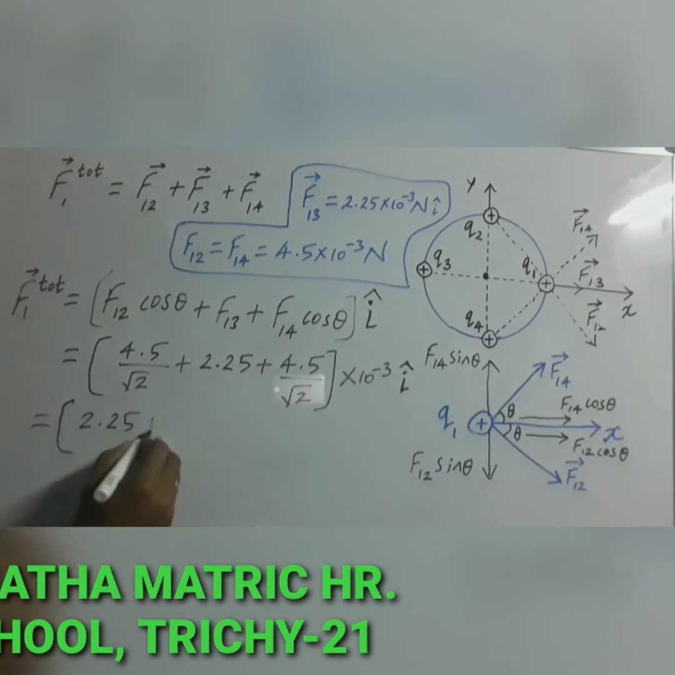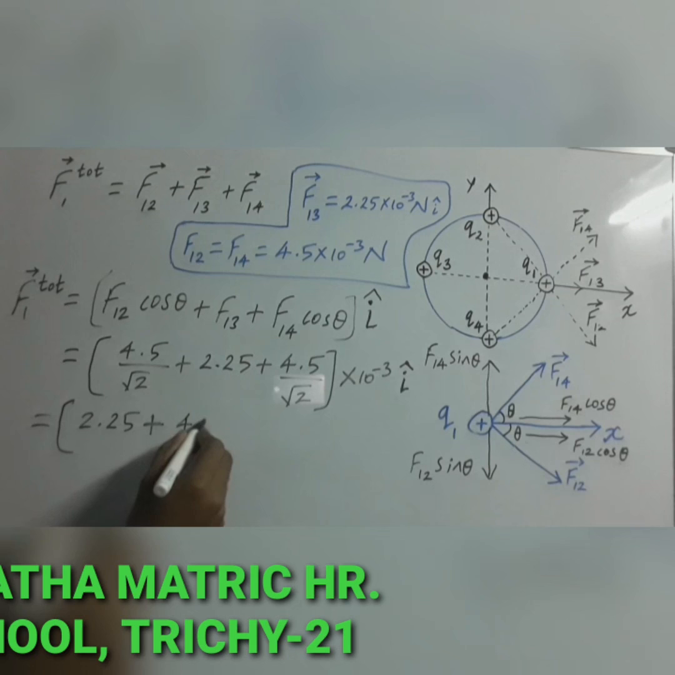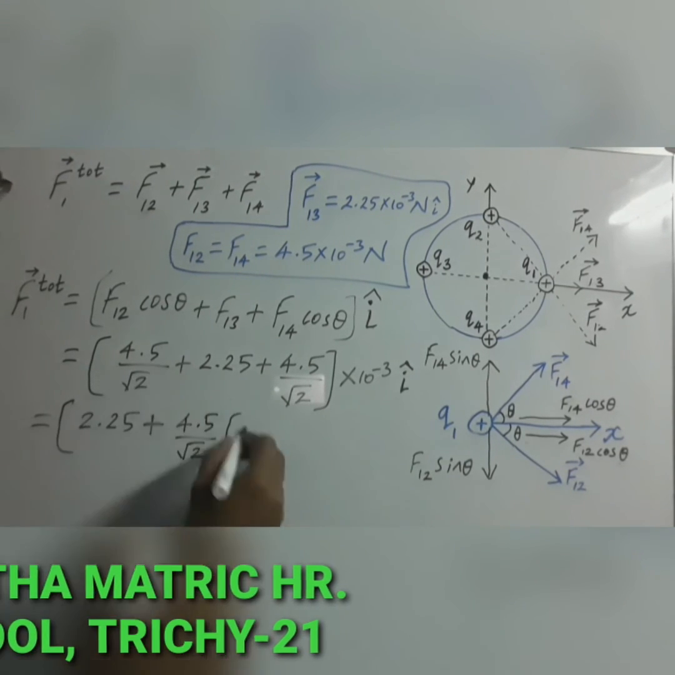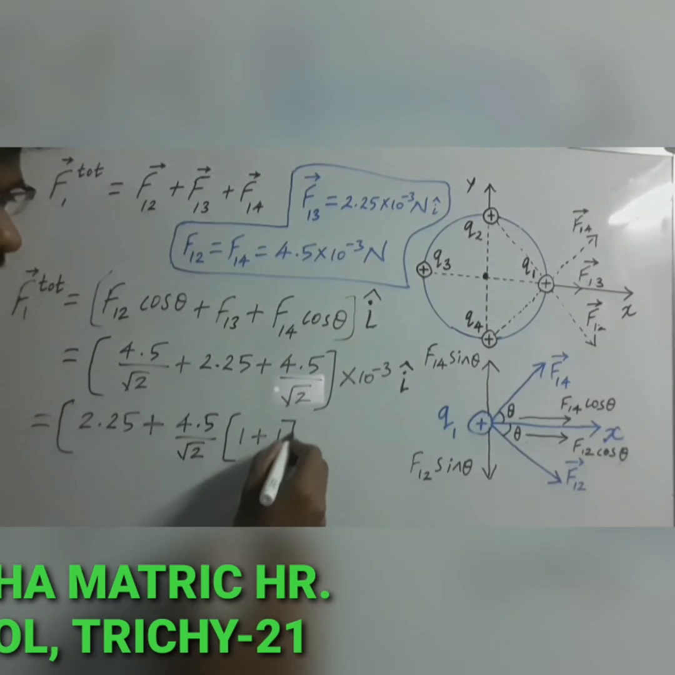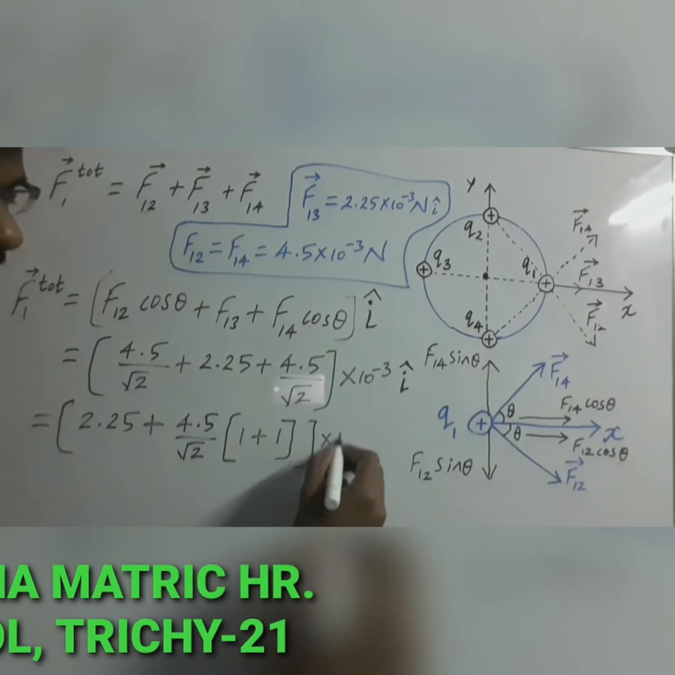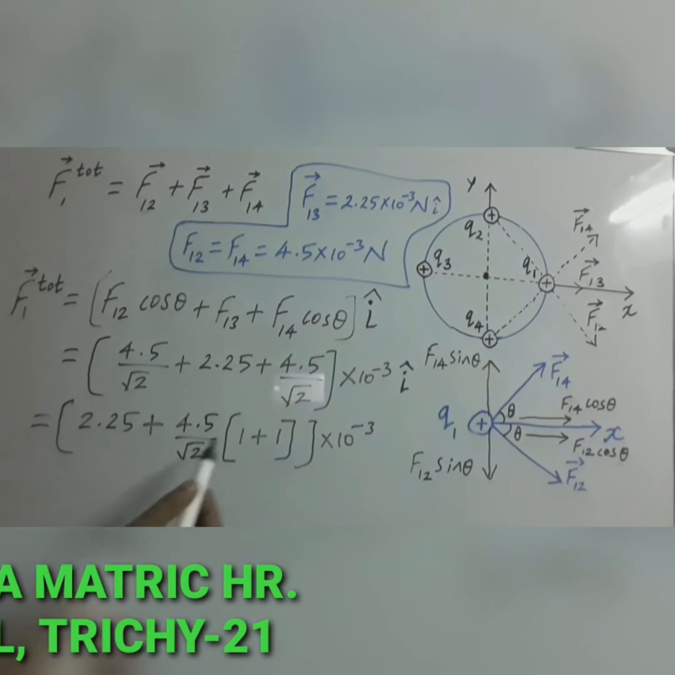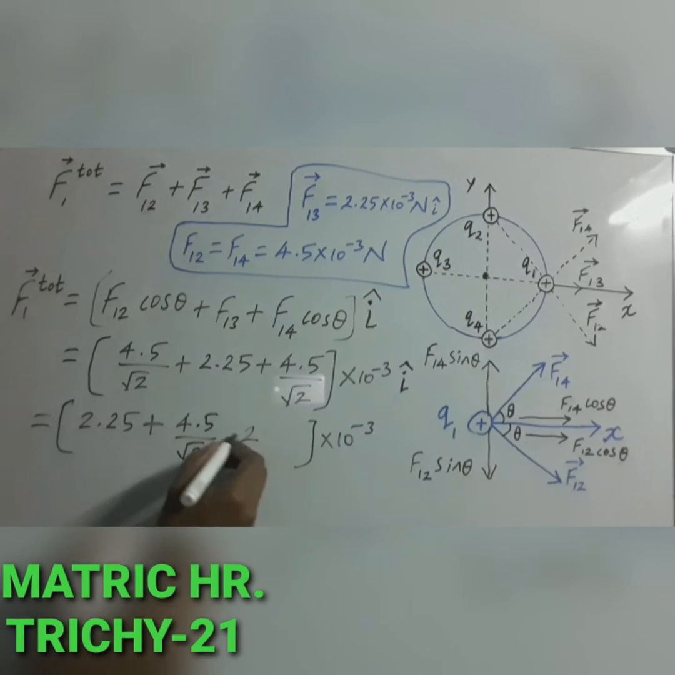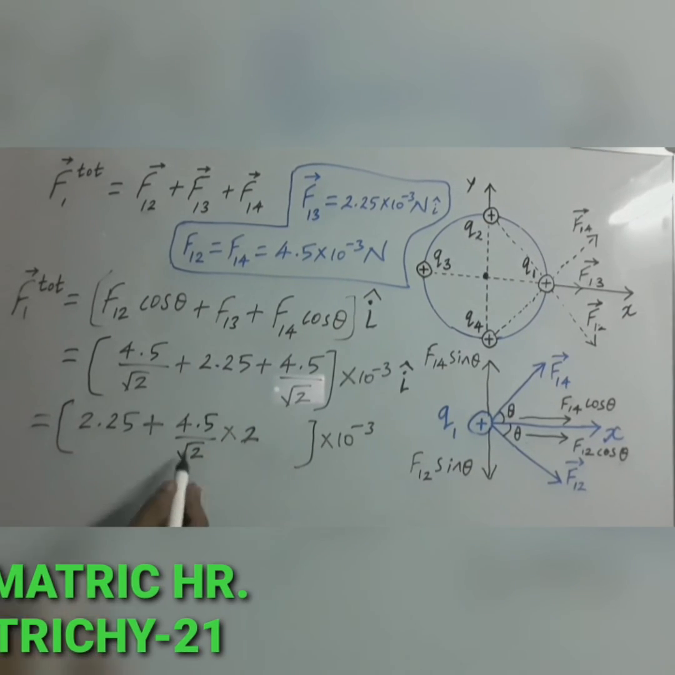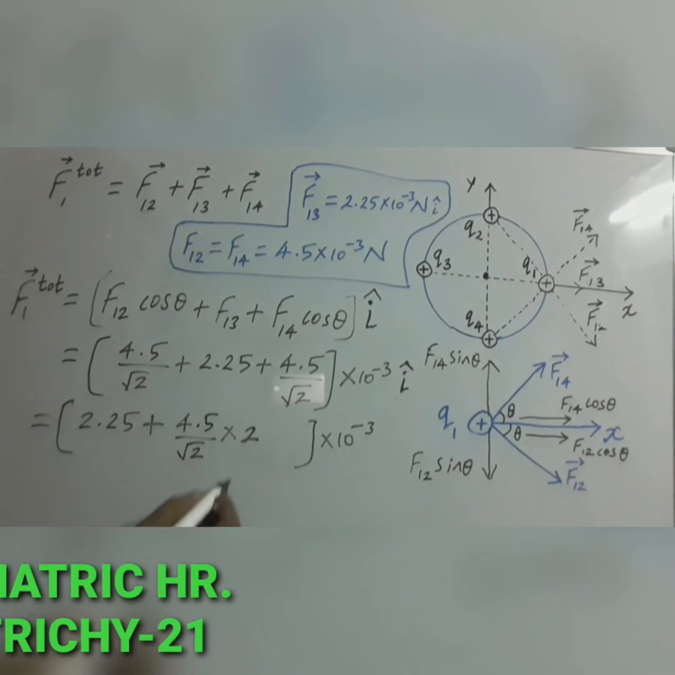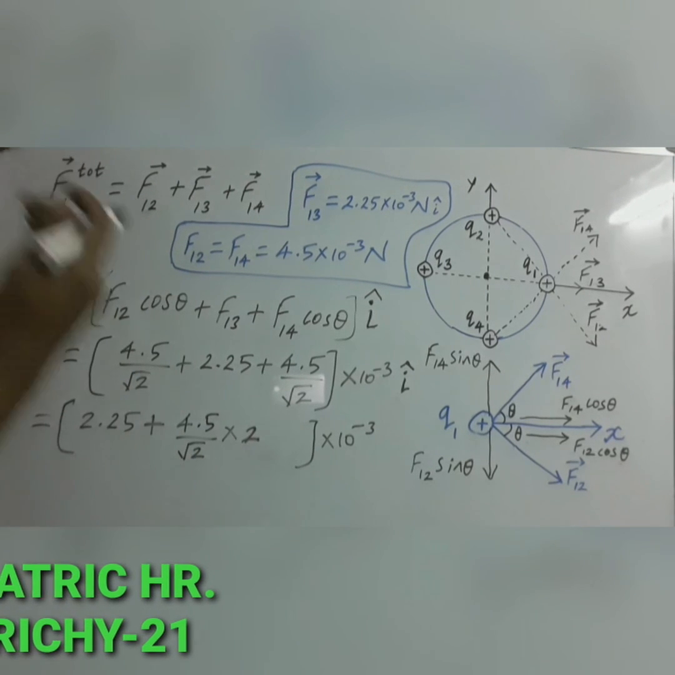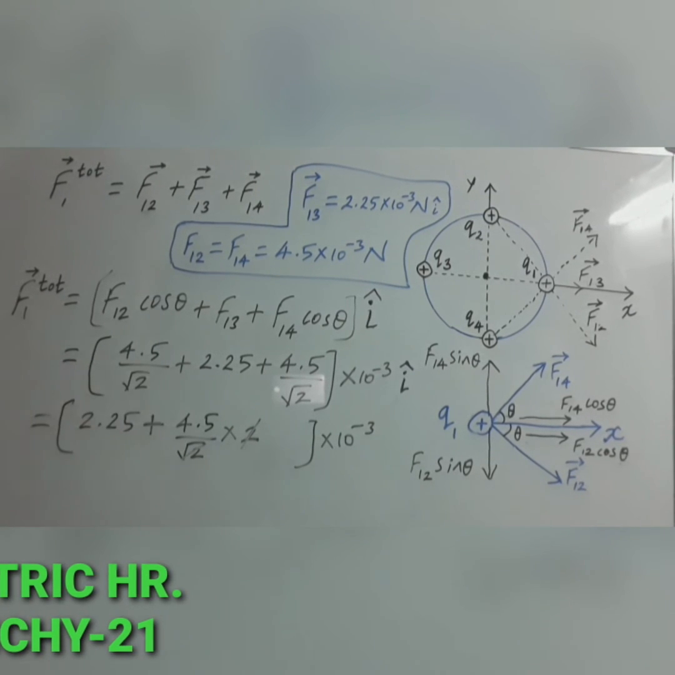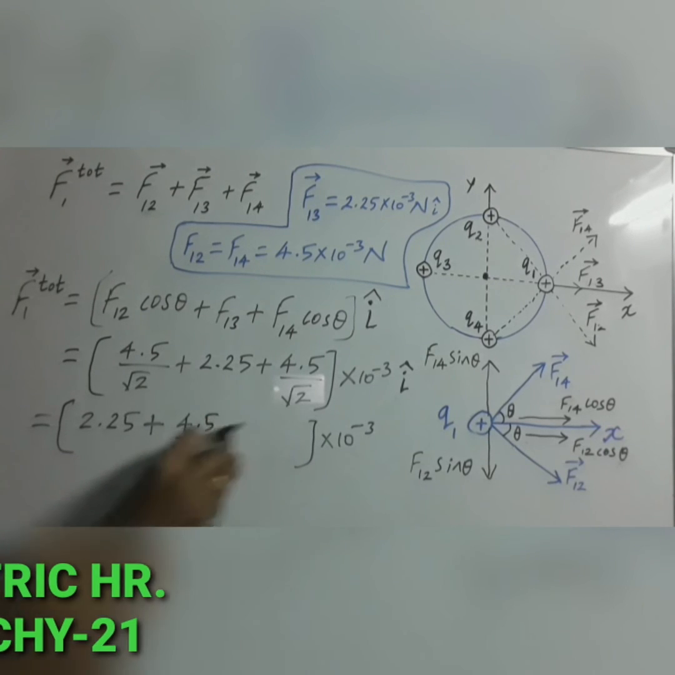4.5 divided by root 2 can be taken outside. So here 1 plus here also 1 into 10 to the power of minus 3. Here what will be the value? 1 plus 1, this 2 into 2 is there. Here at the denominator root 2 is there. You know the value of 2 can be written as root 2 into root 2. So here root 2 is cancelling the 2, means you can write 4.5 into root 2.